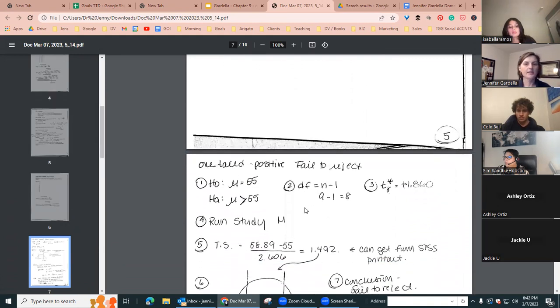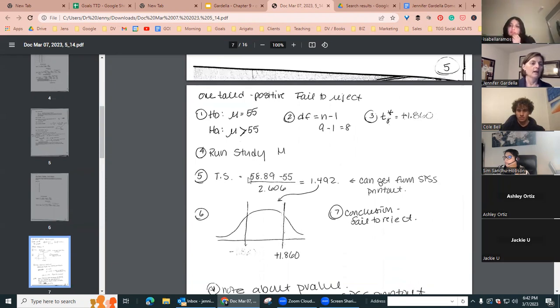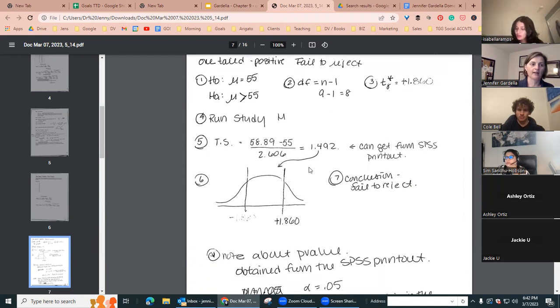Moving on. This is how you write out the steps of hypothesis testing for this one. Mu equals 55, mu is greater than 55, and we have 8 degrees of freedom, and our critical value of T is 1.860. We run our study. Our test statistic is calculated, and it's 1.492. This matches the SPSS printout. However, 1.492 does not wind up in this critical region. Therefore, we fail to reject H sub O.